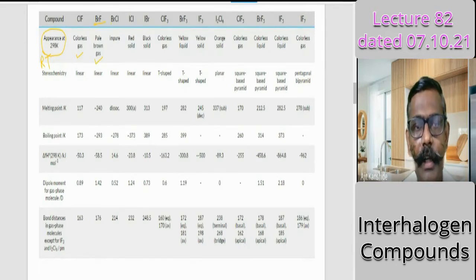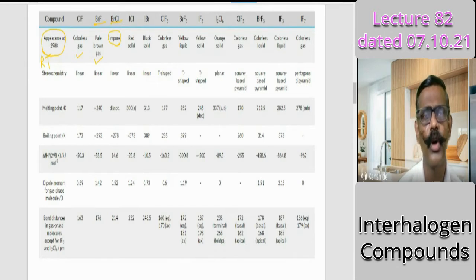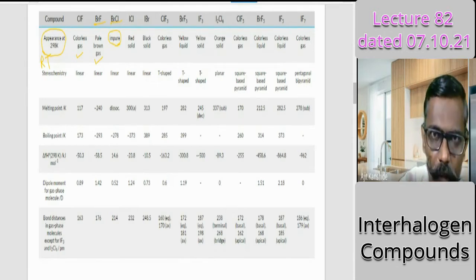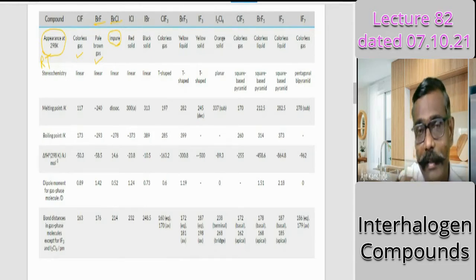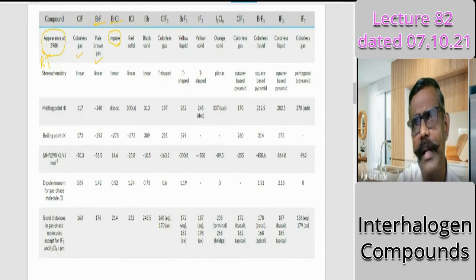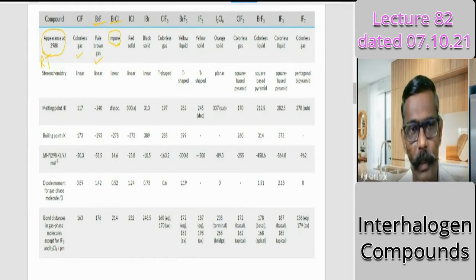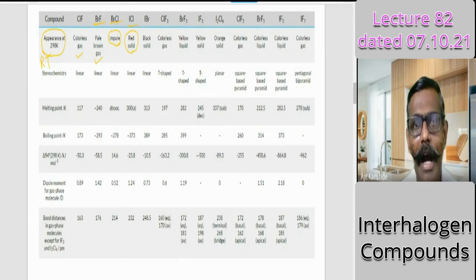If you consider BrCl, a pure state is difficult to obtain, which means it remains impure, or you can say there is some interconversion between them, solid and gas or solid and liquid, and other contamination may be possible. ICl is a red solid. IBr is a black solid.